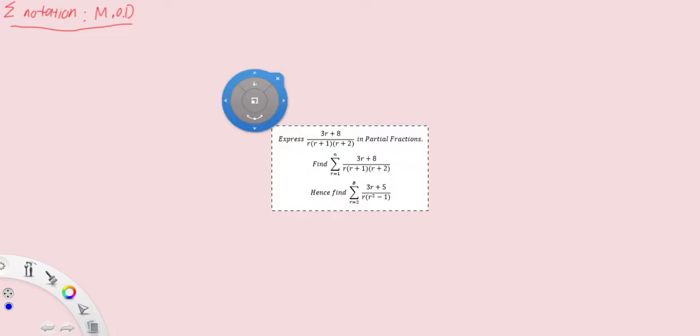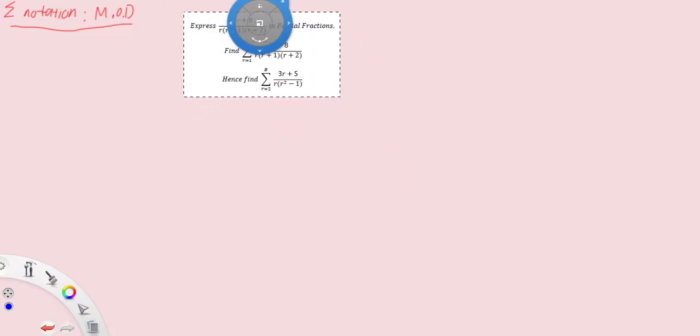Hey everyone, let's take a look at the second example in our method of difference. As you can tell, we're going to do partial fractions again. In fact, many of your method of differences would have partial fractions. Therefore, you need to be kind of an expert at it. So let's express (3r + 8)/(r(r+1)(r+2)) in terms of partial fractions.